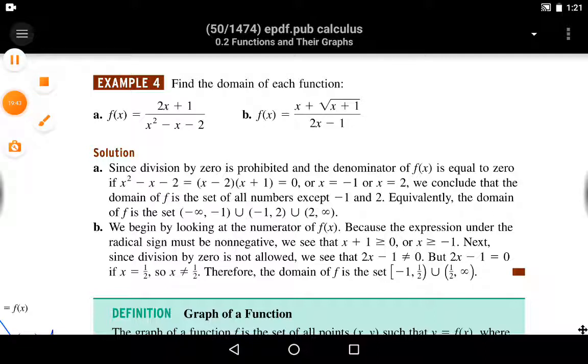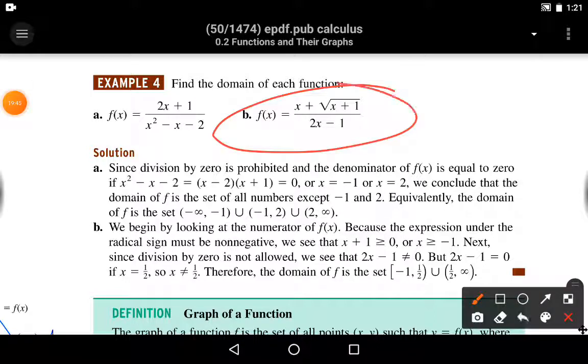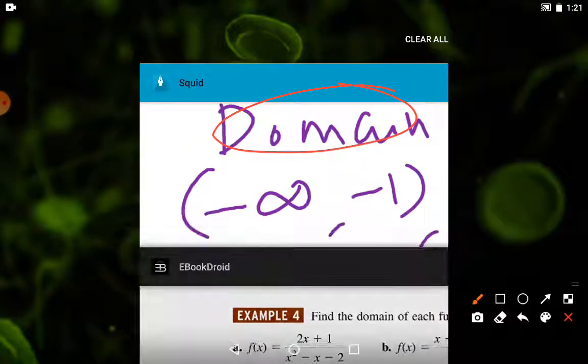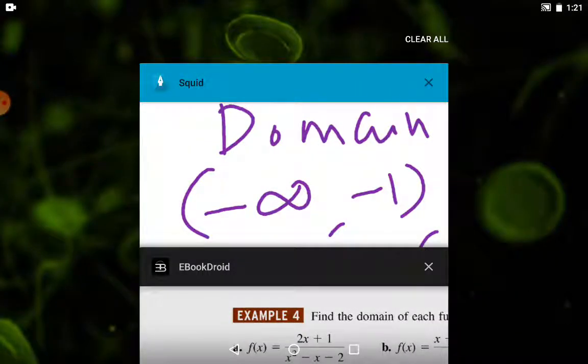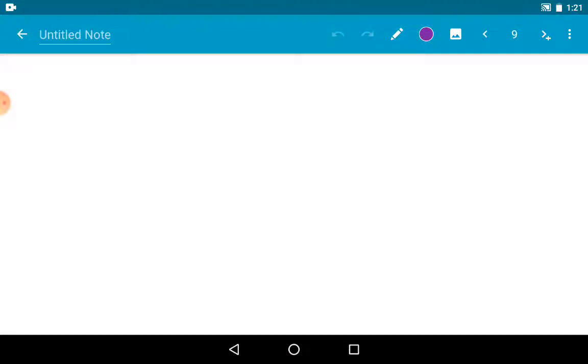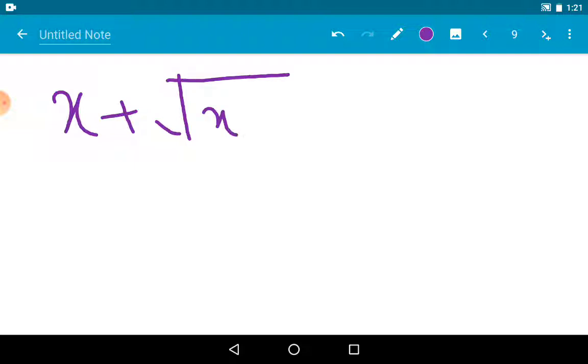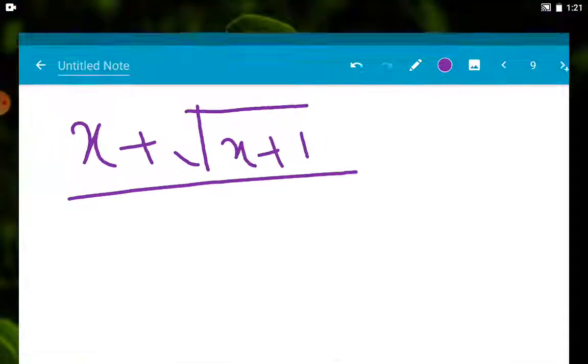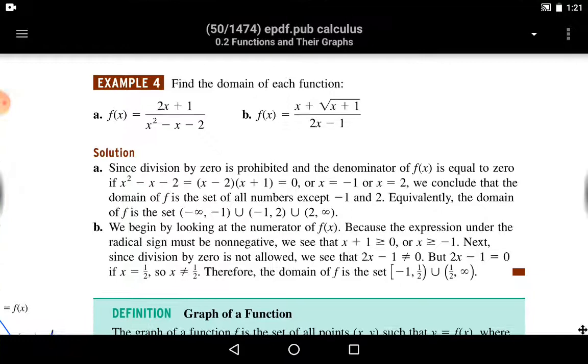Now look at another function, f of x equal to x plus root x plus 1 divided by 2x minus 1. Here what are the problems? First, identify where the function is defined or where the function cannot be defined. Here two issues are arising. The function is x plus root x plus 1 divided by 2x minus 1.